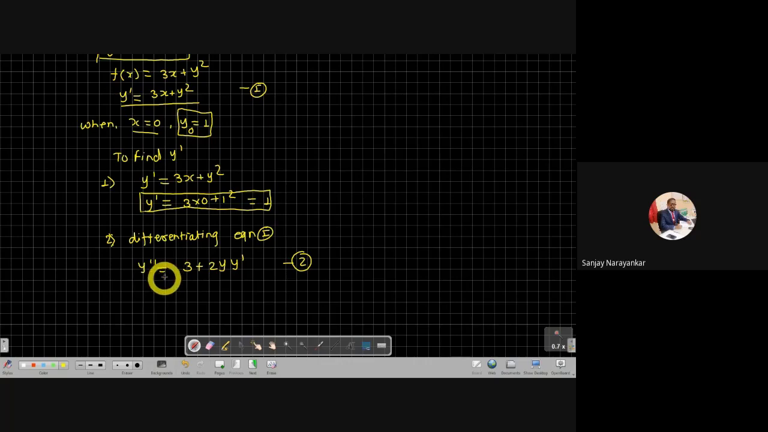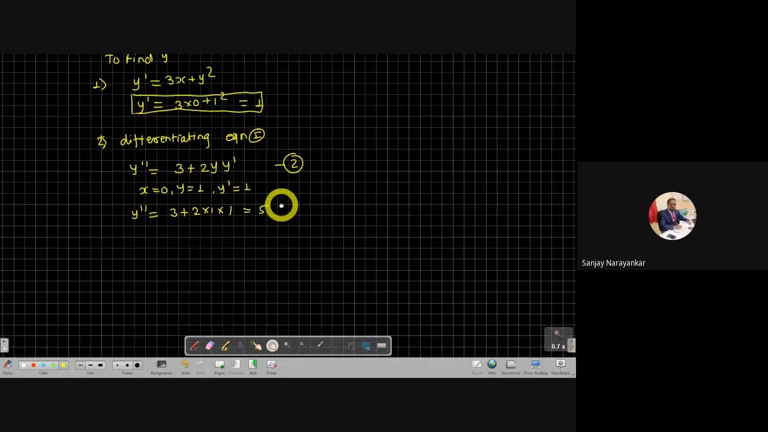Now, what values do we have? We have x is equal to 0. At x is equal to 0, y is equal to 1. Also, y dash is equal to 1. All these three terms we got here. So we'll substitute in equation number 2. So y double dash is equal to 3 plus 2 into 1 into 1. That is nothing but 5, if I'm not wrong.